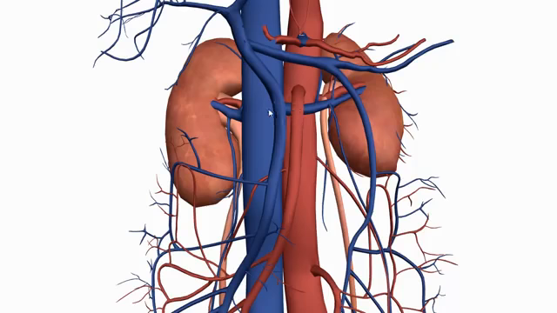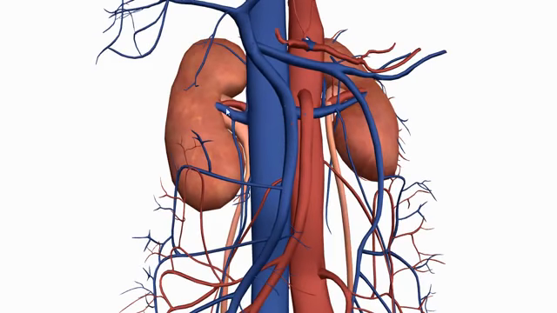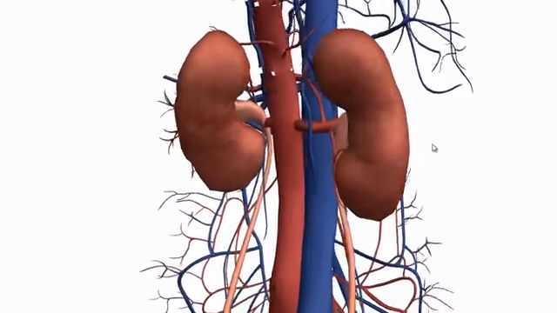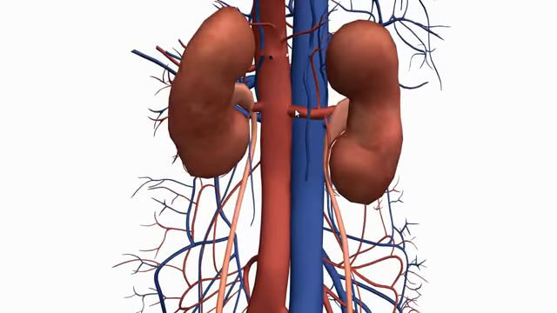And it's important to note that the right renal artery is actually longer than the left. So if I rotate the model right round, you can see that the right renal artery has to pass behind the inferior vena cava, so it's a little bit longer than the left one, which doesn't have to travel this distance.